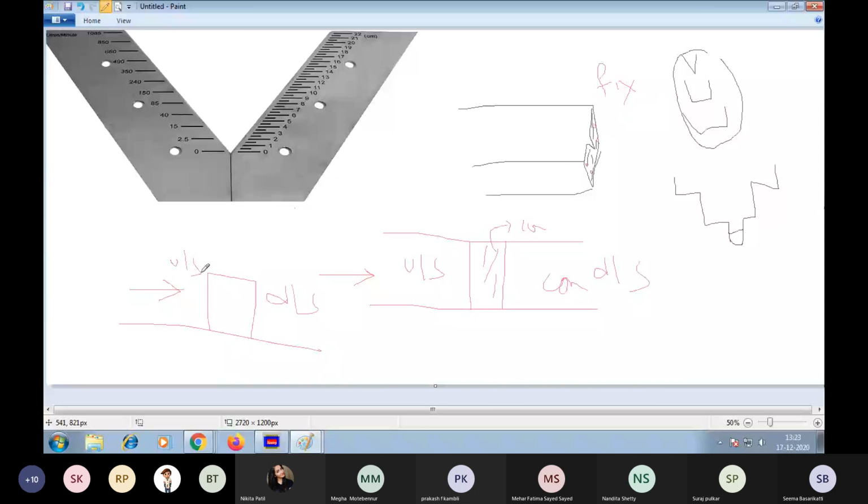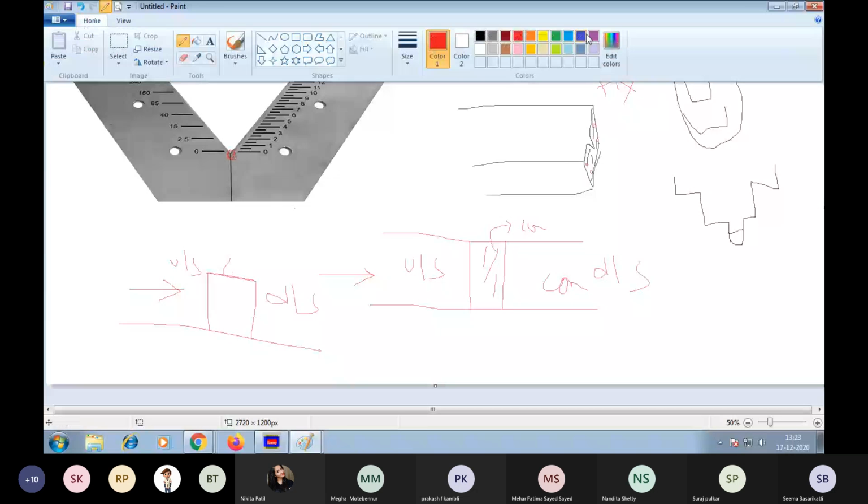This portion we call the crest or sill. This is the crest or sill of a notch, and this is the crest or sill of a weir.